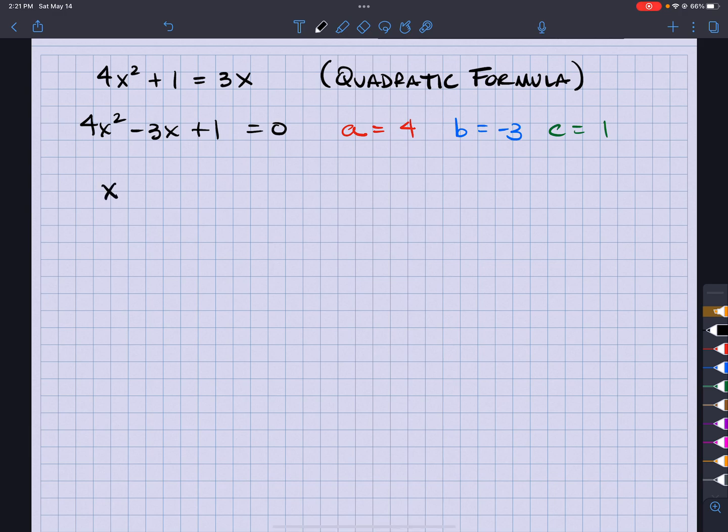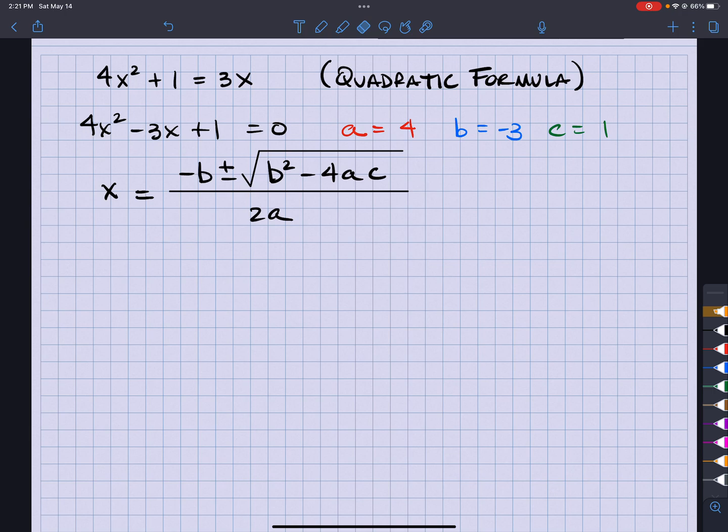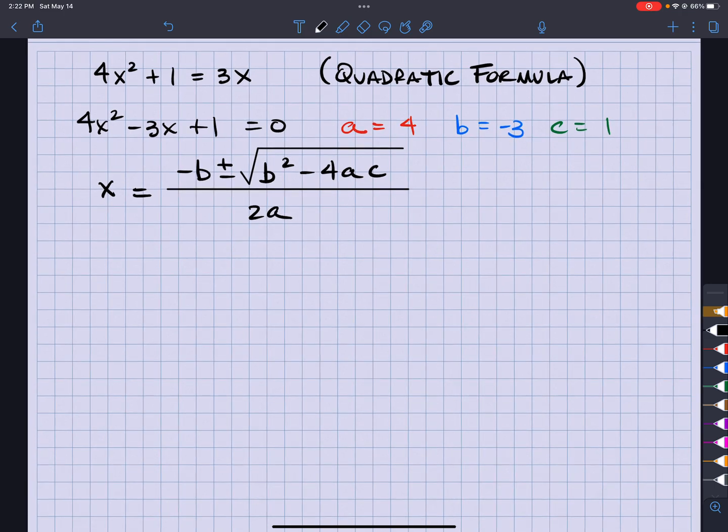So we got x equals negative b plus or minus the square root of b squared minus 4ac, all over 2a. And I do not like what my b looks like here. That's fair enough. All right, so let's go ahead and plug those in.